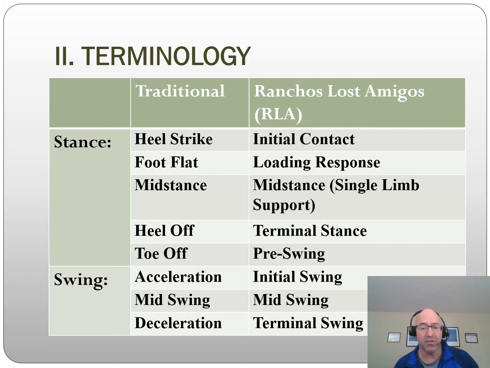During the swing phase, the traditional terminology calls it acceleration, whereas Ranchos is going to refer to it as initial swing. Traditional refers to the next phase as mid-swing, and that's the same in Ranchos. And then finally, traditional defines the last phase as deceleration, or slowing down, whereas Ranchos calls this terminal swing.